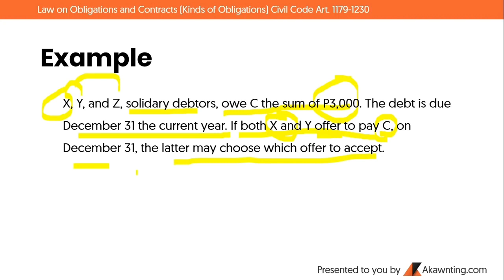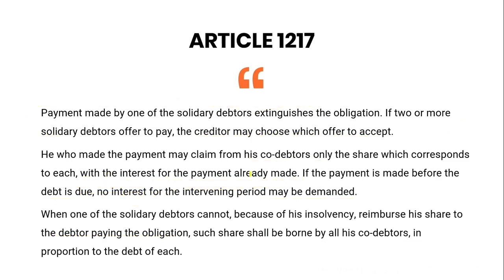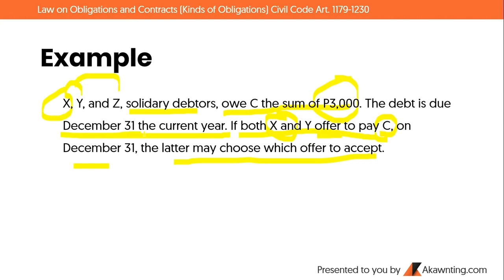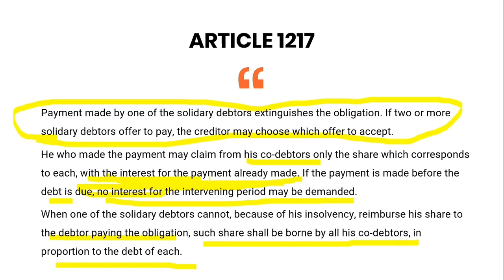Tama? Okay. Pero what if, ganito? Sabi niya dito, okay. So, if nagbayad si X sa tamang time, let's say December 31 the current year, okay, tama? Tapos, naniningil siya, nagka-claim siya ng reimbursement from Y and Z, pero hindi nakapagbayad kaagad si Y and Z, pwedeng mag-accrue ng interest. Okay? So, yun yung sinasabi dito. Each with the interest for the payment already made. However, if the payment is made before the debt is due, no interest for the intervening period may be demanded.